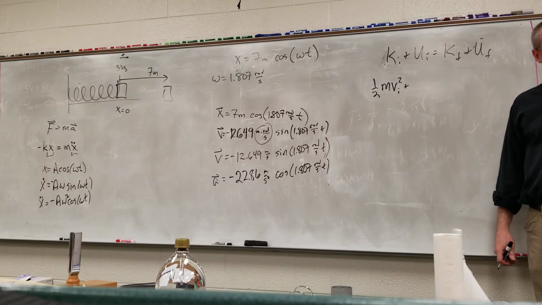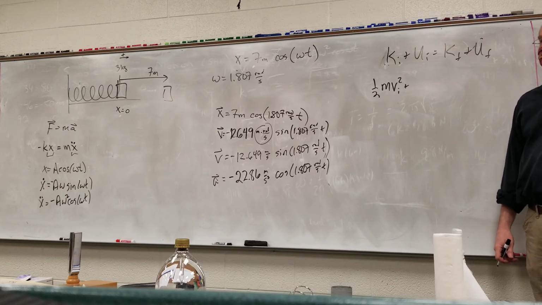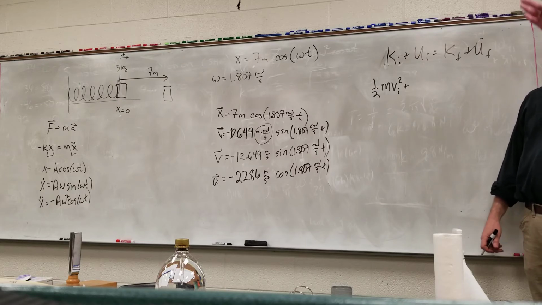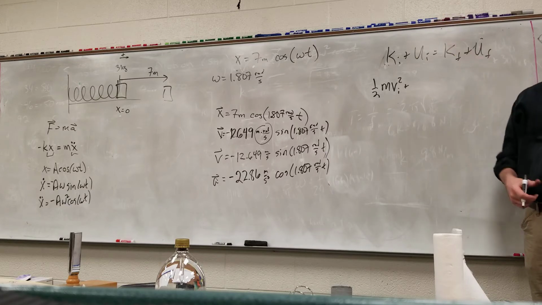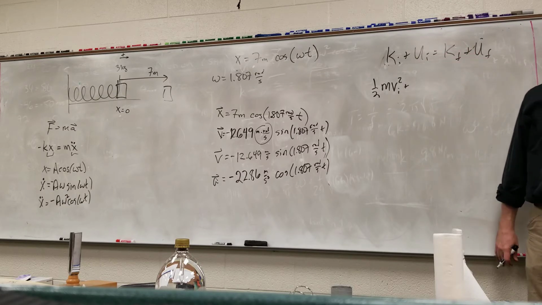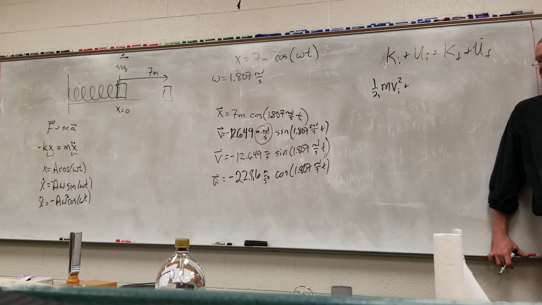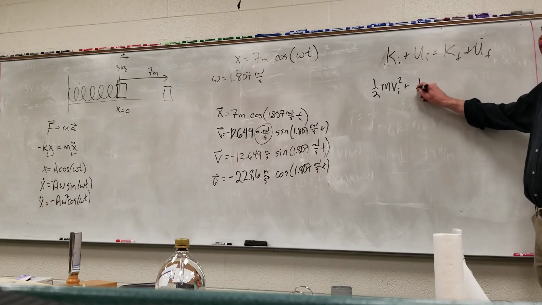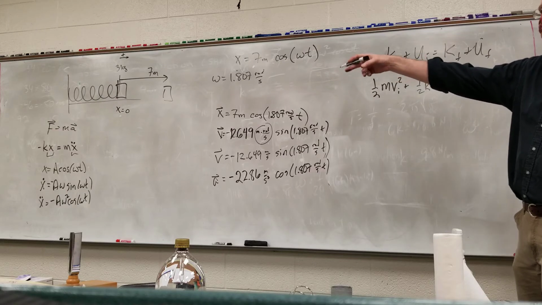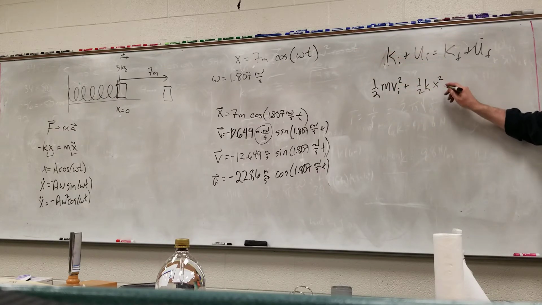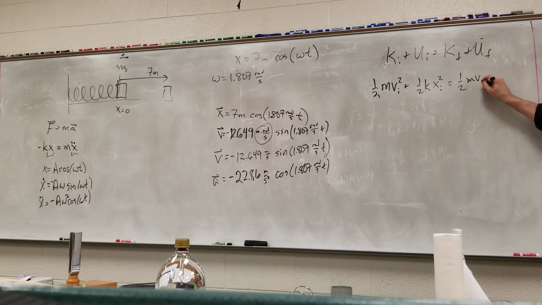What's the formula for potential energy, the one associated with the perfect ideal spring? 1/2 K X squared. It's officially 1/2 K delta X squared, but since I defined 0 where I did, we can get away with just X squared. So 1/2 K X initial squared plus 1/2 m V initial squared equals 1/2 m V final squared plus 1/2 K X final squared.